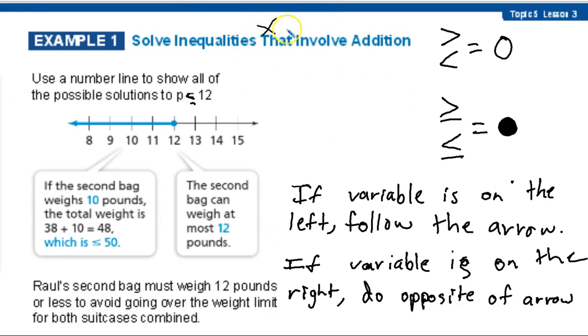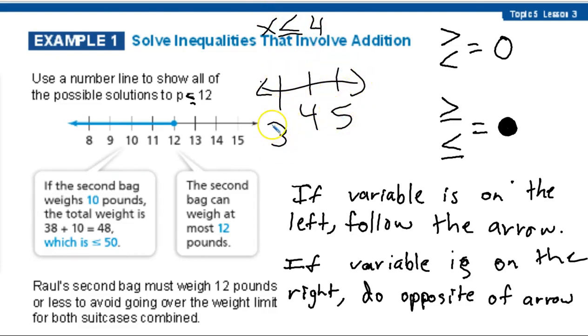If we have x is less than or equal to 4, we have our number line, not a very good number line, sorry. 3, 4, 5. So when there's a line under greater than or equal to, less than or equal to, it will be a closed dot. What that closed dot means is that it can be 4 or it could be less than 4. But that number 4 is included. It is allowed to be that number 4. Alright?